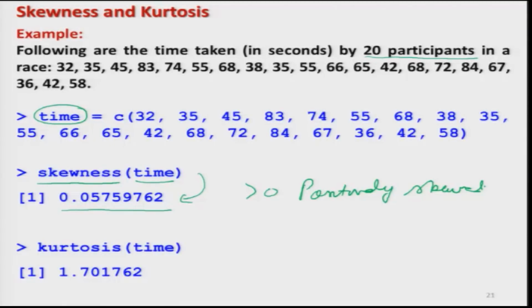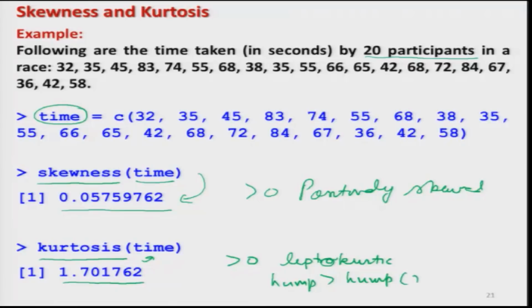And similarly, you can see here when you try to operate the kurtosis command on the time vector, then it is giving you the value 1.7, which is greater than 0. So, this is indicating that the curve is leptokurtic. Leptokurtic means the hump of this curve is greater than the hump of normal distribution. Now, I will try to show you it on R software.